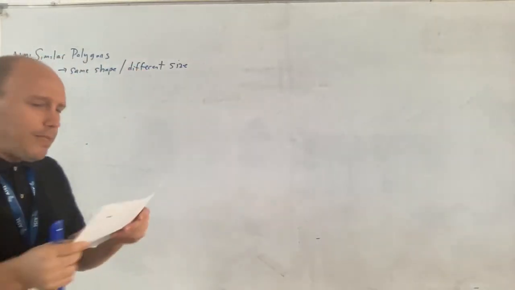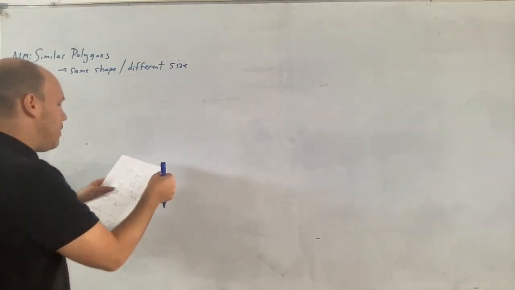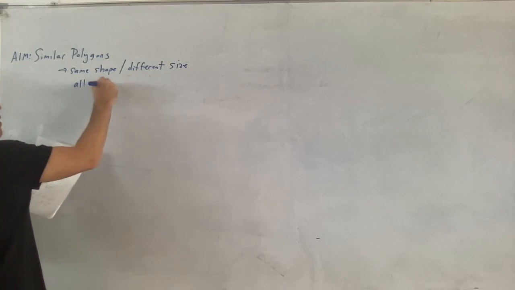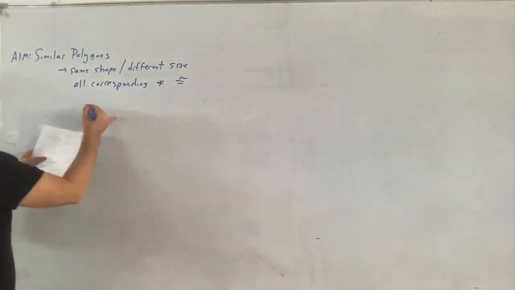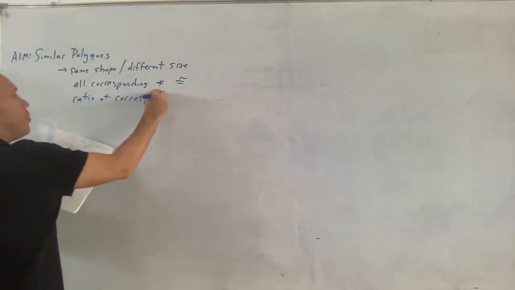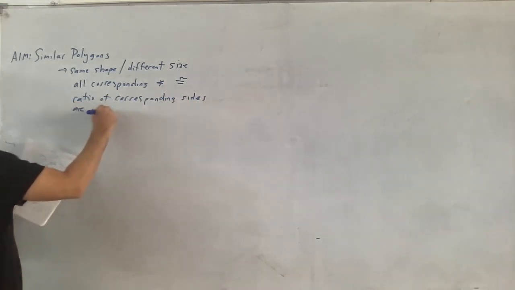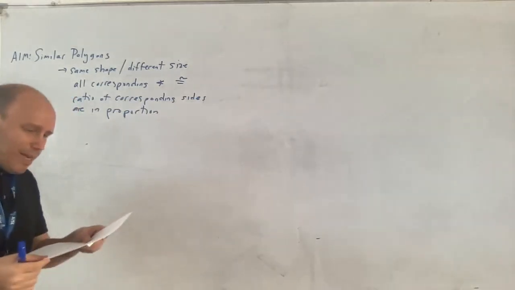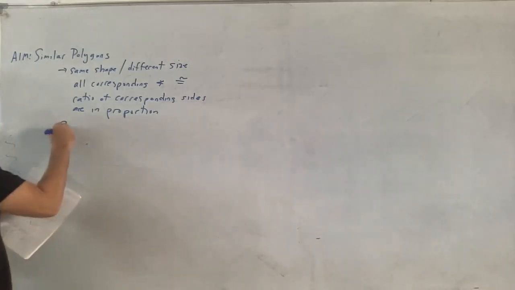And so the idea is that all the corresponding angles are congruent, and the ratio of corresponding sides are in proportion. So that's the big change. So let's start with a similarity statement.